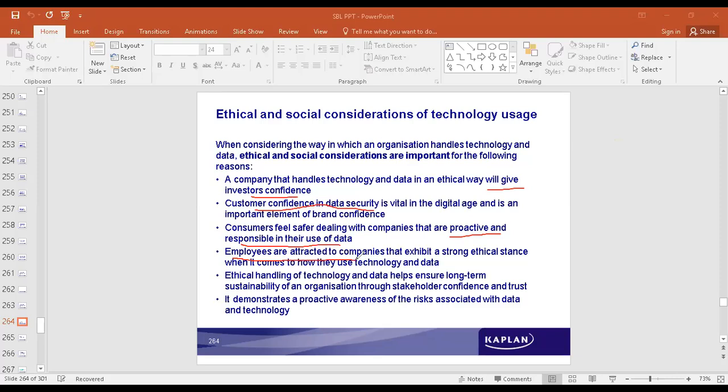Then ethical handling of technology and data helps ensure long-term sustainability of an organization through stakeholder confidence and trust. Then it demonstrates a proactive awareness of the risk associated with data and technology. See, it becomes embedded into the organization's culture, that everybody understands that data protection is of utmost importance. So every possible measure that is needed to protect the data will be taken up by the organization. So that is about the ethical and social considerations of technology usage.